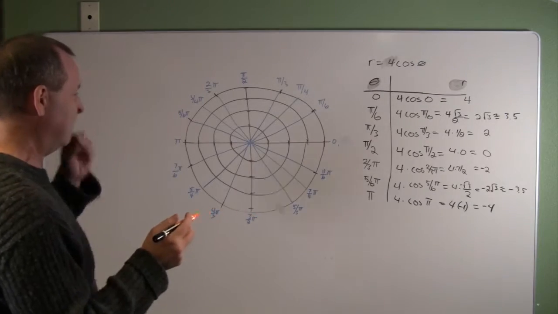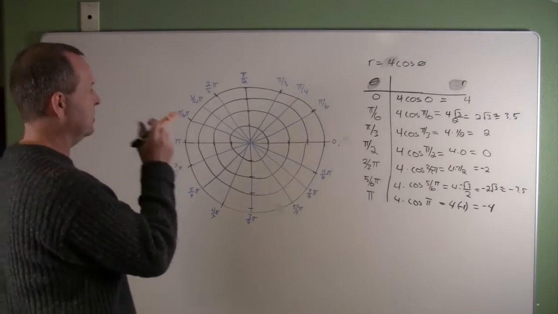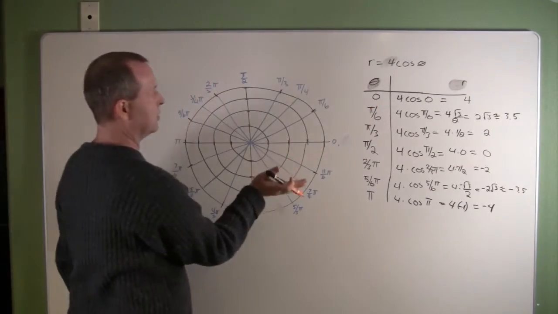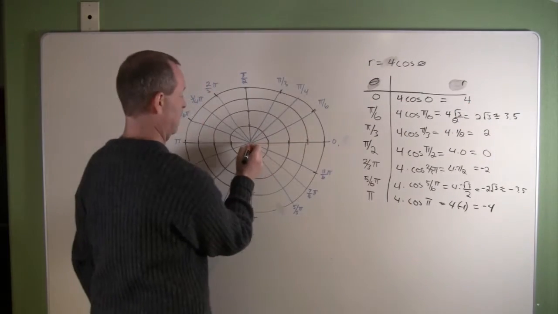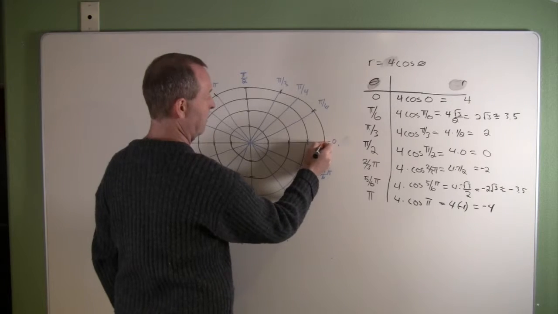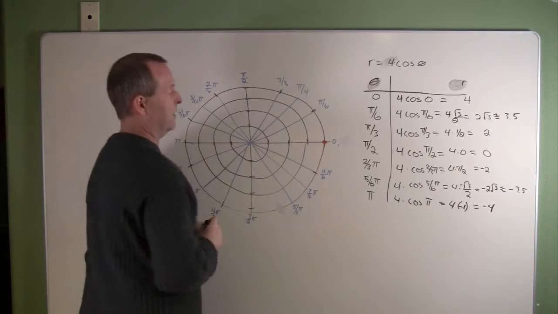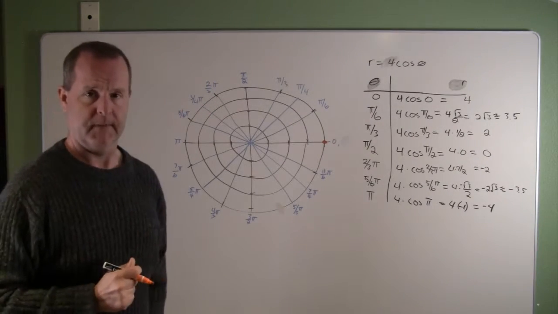Draw this in. And look at this one. The first one, if I have a degree of 0 and my radius is 4, so up 0, that's right there on the polar axis. I have a point right there. Are you all right with that?